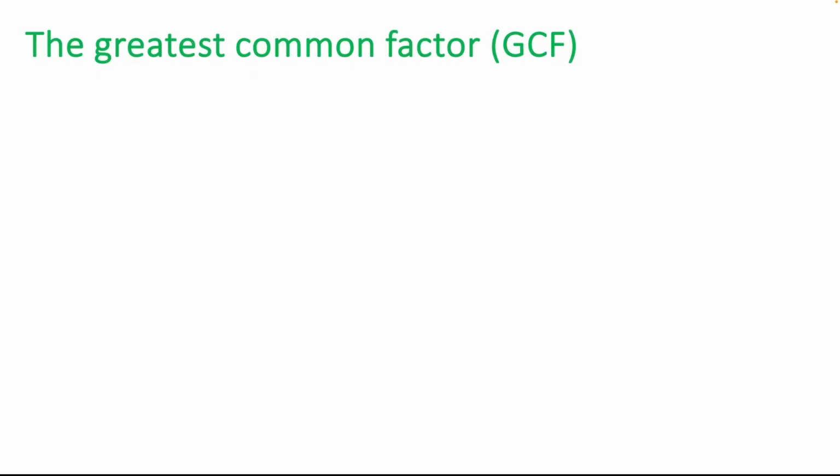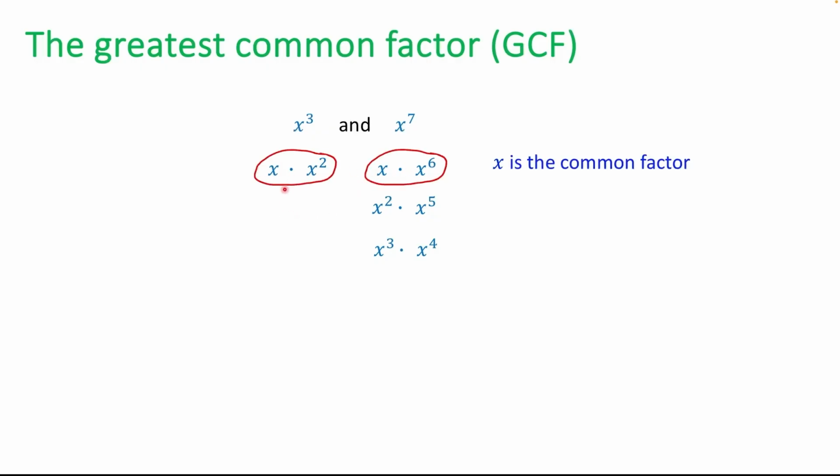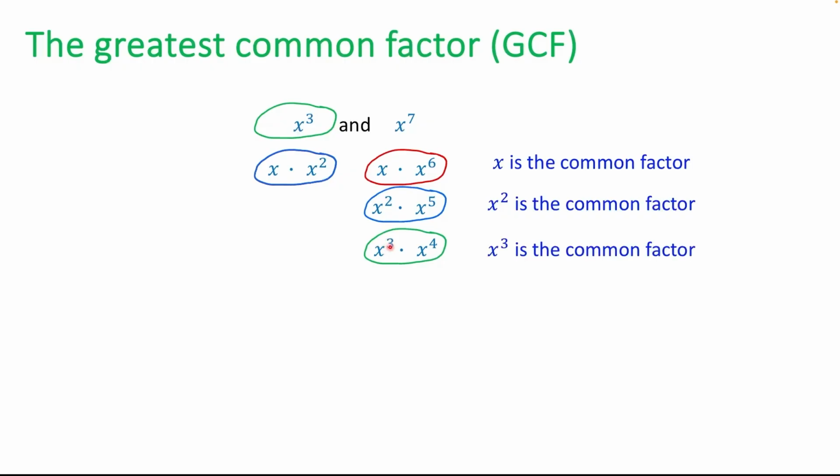Next we are going to look at the greatest common factor of variables. I'm considering x to the third and x to the seventh, and writing these as a product of two factors. x to the third can be written as x times x squared, and x to the seventh can be written as x times x to the sixth, x squared times x to the fifth, and x to the third times x to the fourth. If you take these two, x is the common factor. For these two, x squared is the common factor. And for these two, x to the third is the common factor.